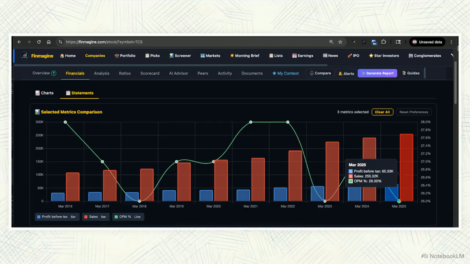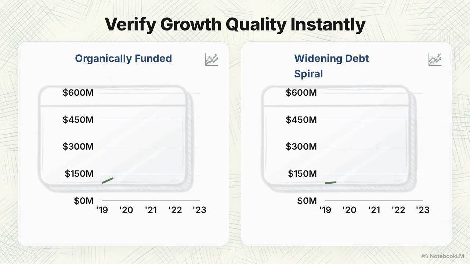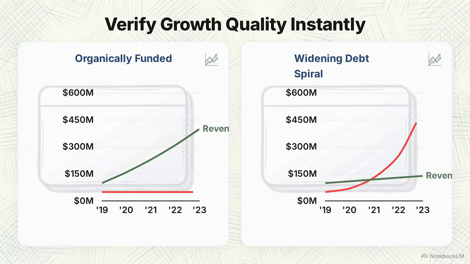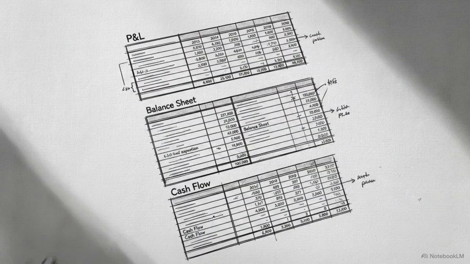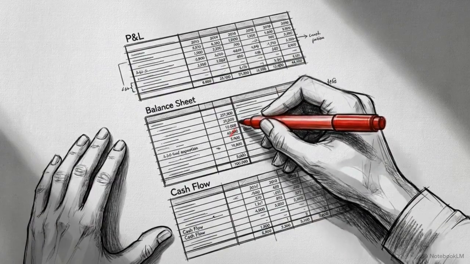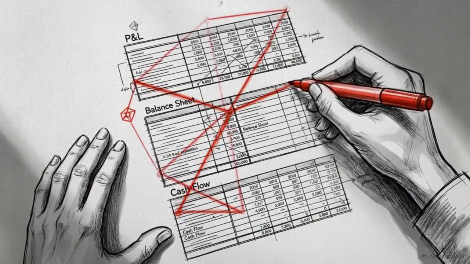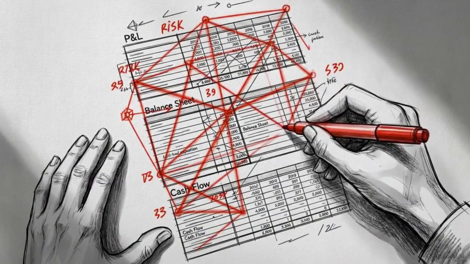For example, plotting revenue from the P&L alongside total borrowings from the balance sheet will instantly verify if a company's growth is organically funded or if it is relying on a widening debt spiral. A business is a connected system. True fundamental analysis occurs at the intersection of these metrics, watching how they diverge and align across statements.